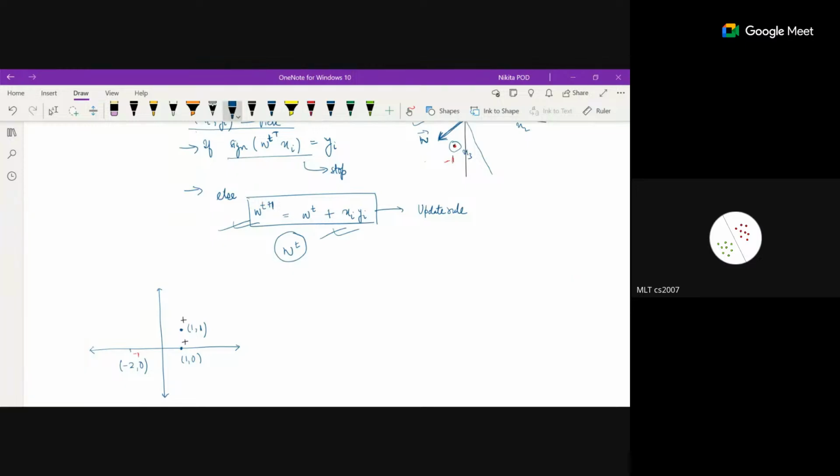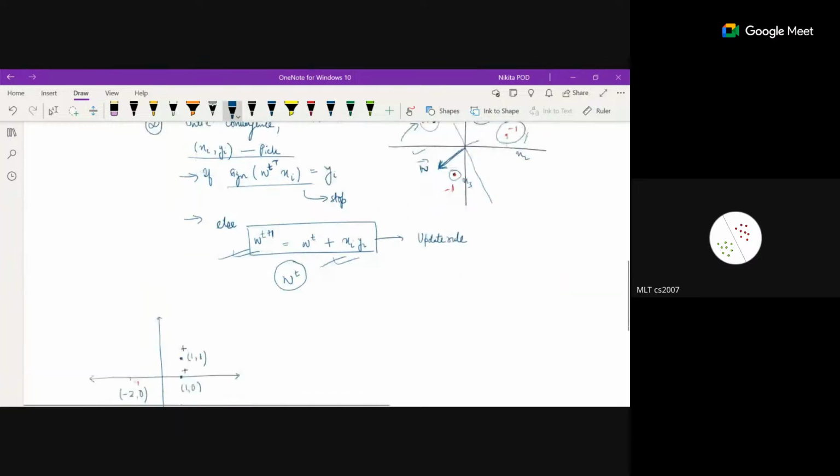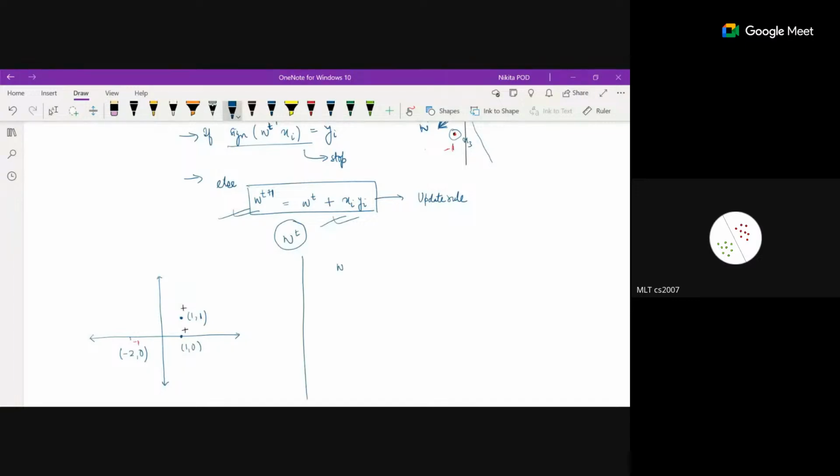So now, what we are going to say is my algorithm said that you pick W naught to be 0, 0 first, right? All right. So now with this W naught being 0, 0, I need to check my W naught transpose x1, my W naught transpose x2, and my W naught transpose x3. So let's call this x1, let's call this x2, and let's call this x3.